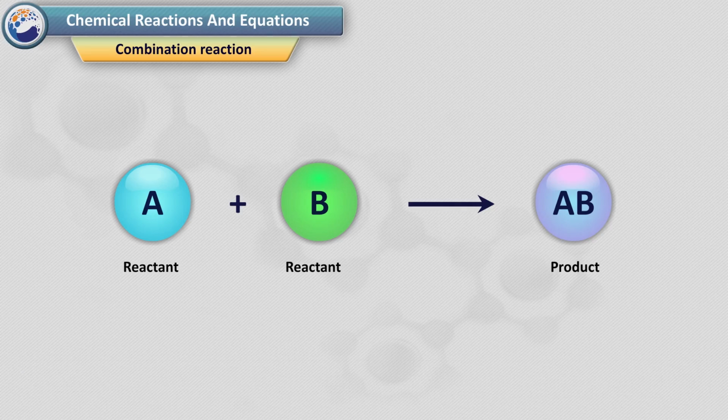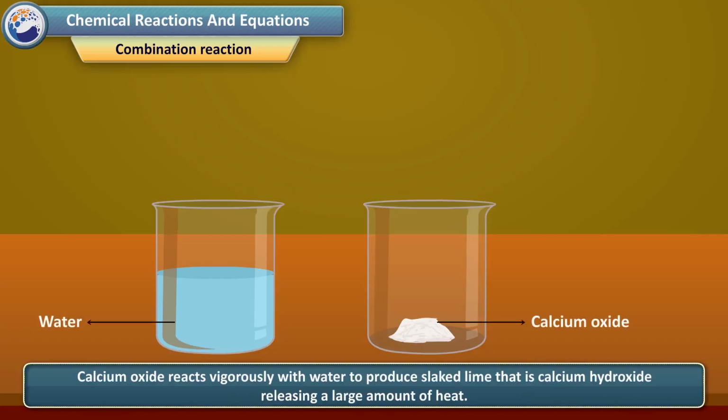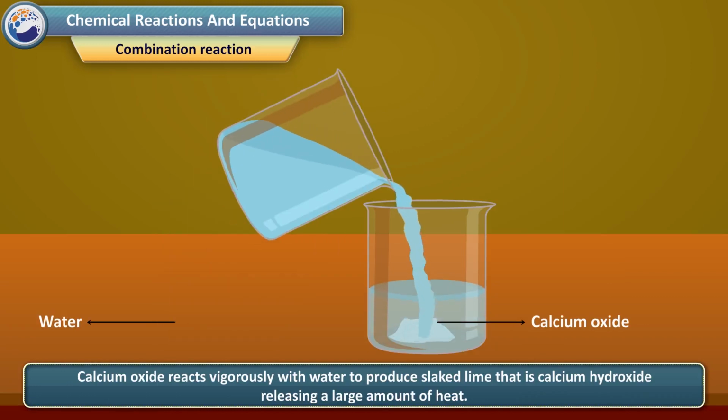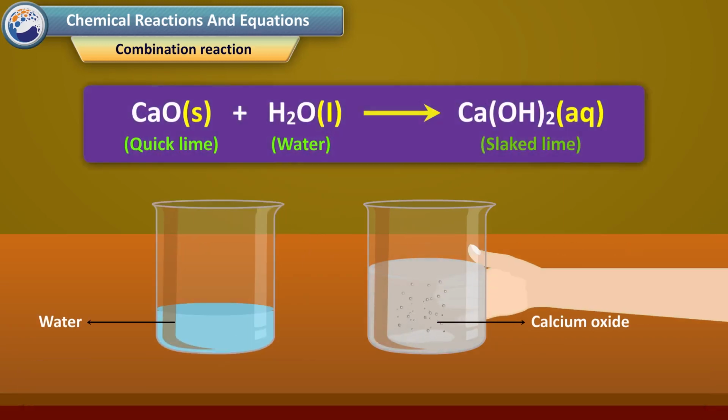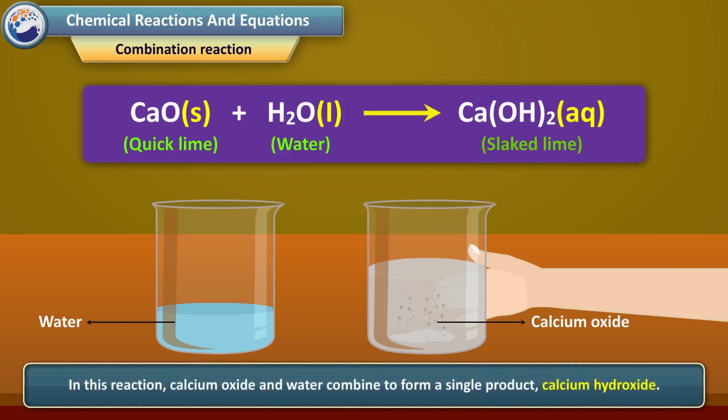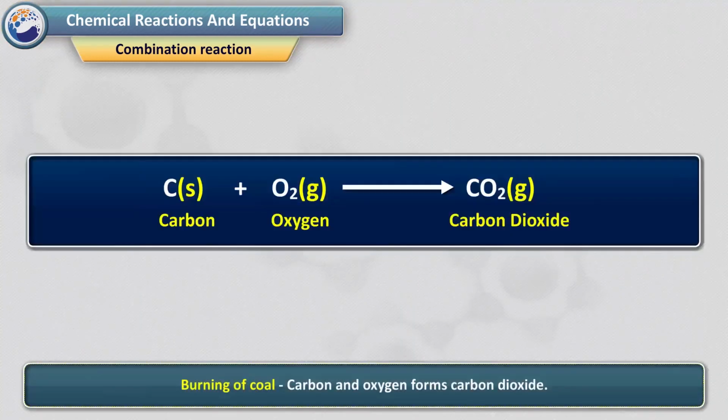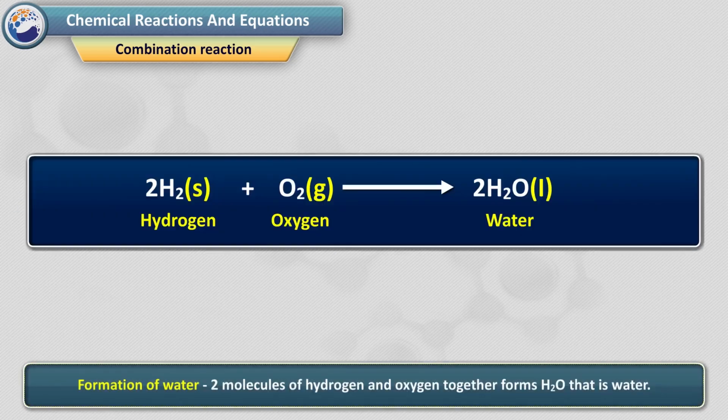For example, calcium oxide reacts vigorously with water to produce slaked lime, that is calcium hydroxide, releasing a large amount of heat. The reaction can be written as calcium oxide plus water gives calcium hydroxide. In this reaction, calcium oxide and water combine to form a single product, calcium hydroxide. Let us discuss some more examples of combination reactions. Burning of coal: carbon and oxygen form carbon dioxide. Formation of water: 2 molecules of hydrogen and oxygen together form H2O, that is water.